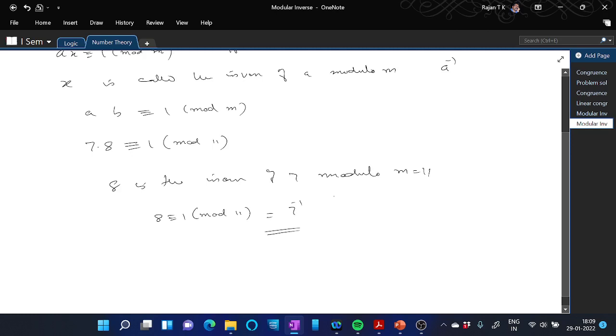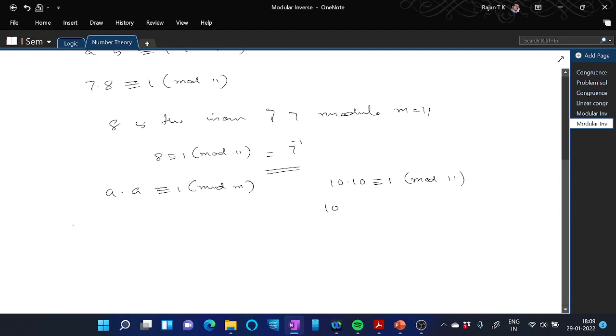Some cases may be such that a into a may be congruent to 1 mod m. In that case we say a is self-invertible, or the inverse of a is itself. For example, 10 into 10 is congruent to 1 mod 11, because 10 into 10 is 100, minus 1 is 99, divisible by 11. Therefore 10 is self-invertible here. The inverse of 10 is 10 itself. Now using the idea of this inverse, we can solve a linear congruence very easily, and this was the method we followed previously.